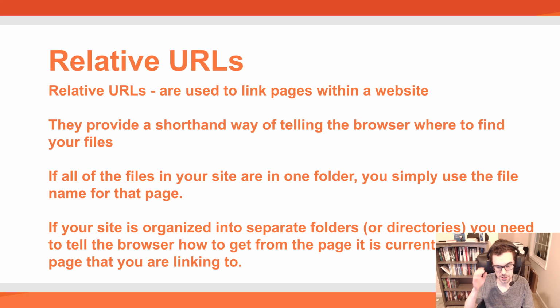So the way that we connect these files and folders together in our code is actually known as a relative URL. And a relative URL is used to link pages within a website, and it could also be used to link other things, but they provide a shorthand way of telling the browser where to find your files. If all of the files on your site are in one folder, then you simply use the name of that file, and it's really easy to link them together. However, if your site is organized in separate folders or directories, you need to tell the browser how to get from one page that is currently on to the page that you are linking to, so that it's not confused.